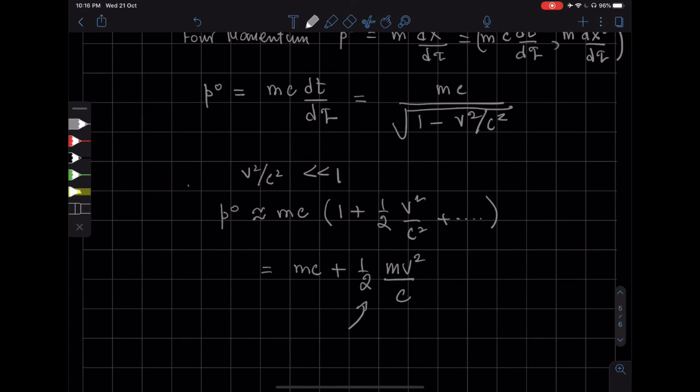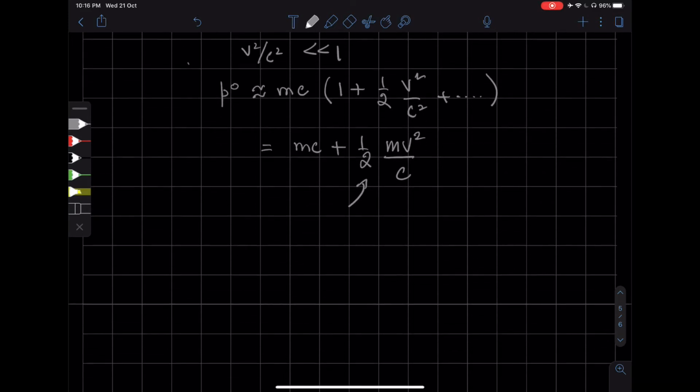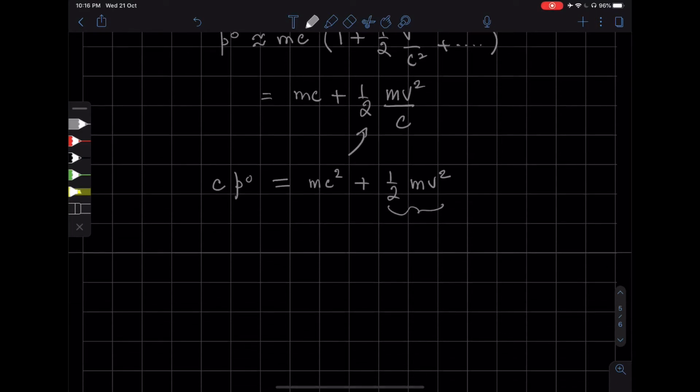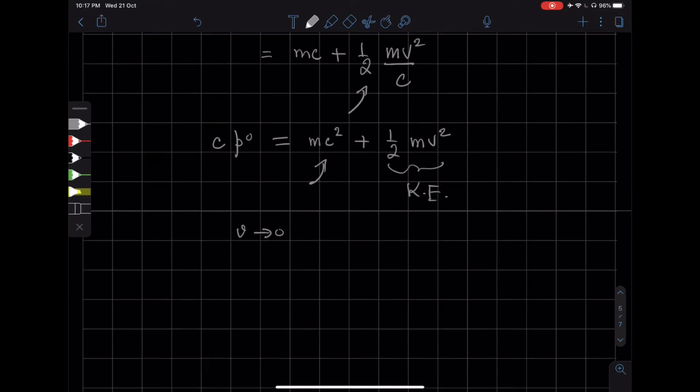Now the second term should ring a bell. This is nothing but the kinetic energy of the non-relativistic particle divided by the speed of light, and therefore, c times p0 is going to be mc squared plus half m v squared. So this is a kinetic energy, but what is this? And see that at the limit where v goes to 0, the kinetic energy goes to 0, but the leading term doesn't go to 0.